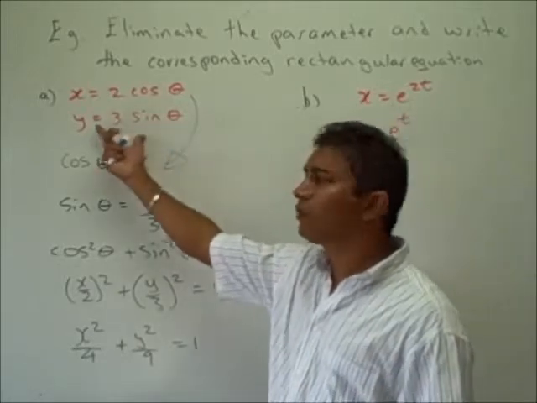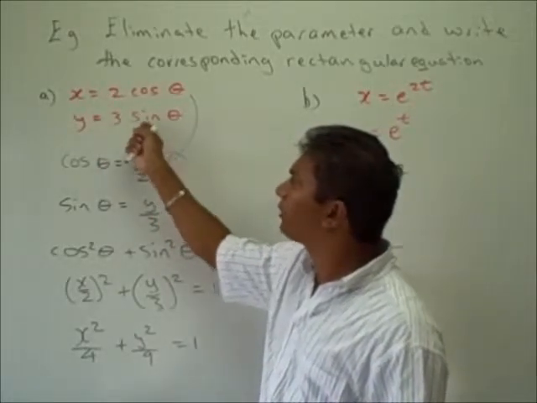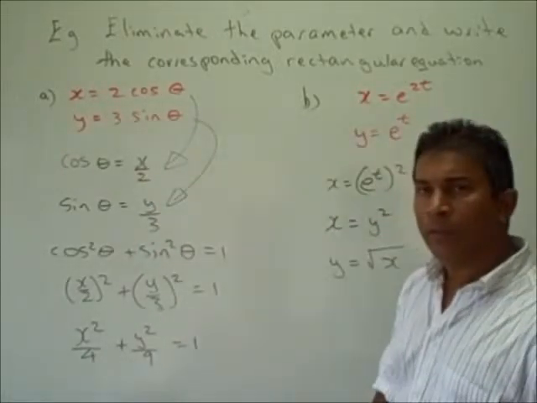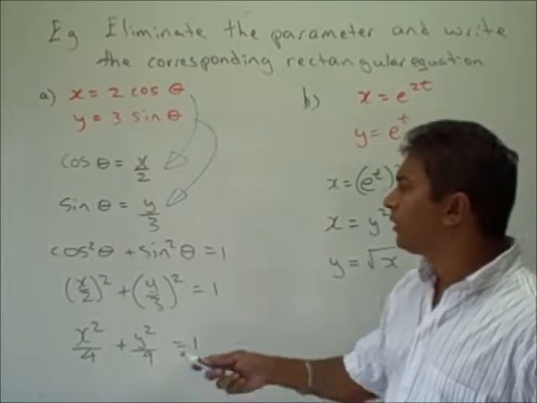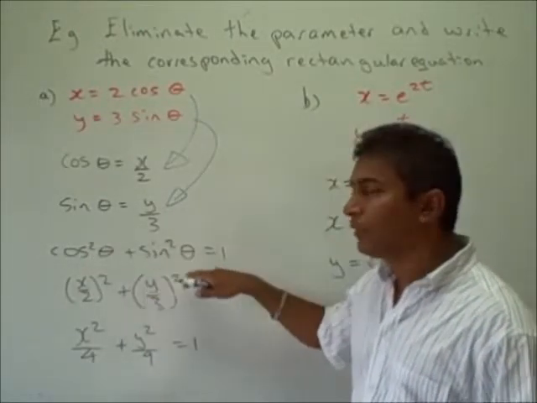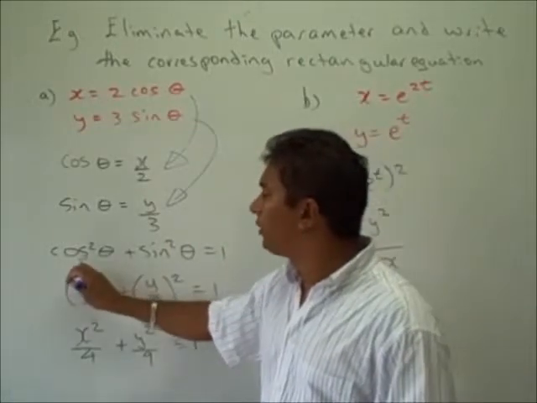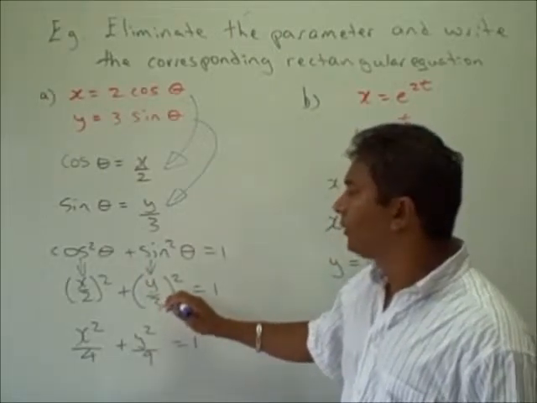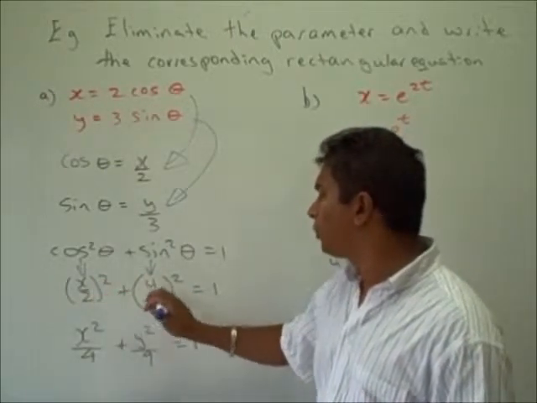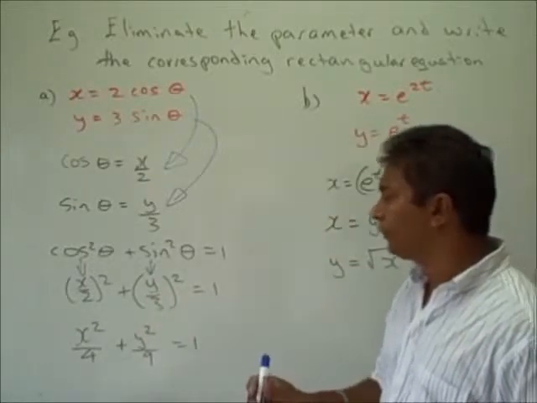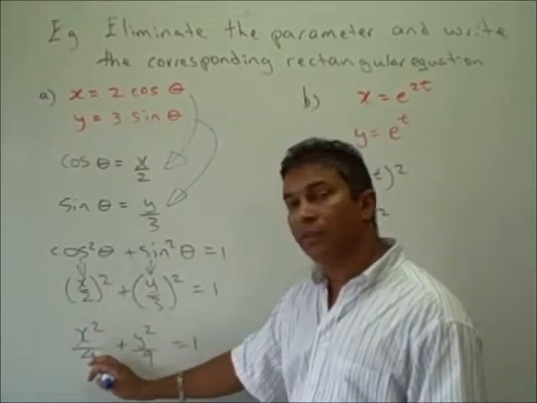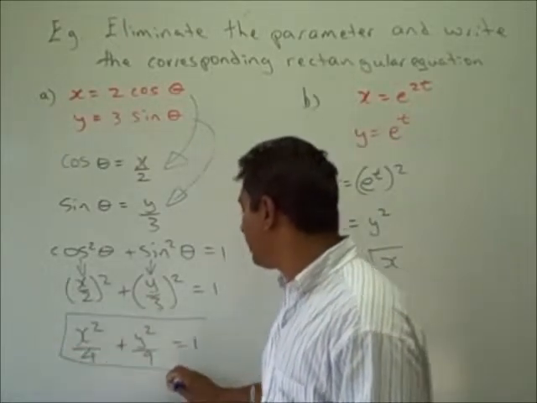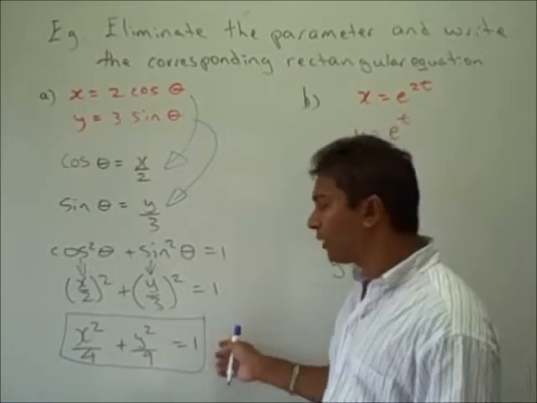Similarly here, in our second one, we're going to solve for sine theta. So if we divide both sides by 3, our sine theta is equal to y over 3. We know from our Pythagorean identity that cosine squared theta plus sine squared theta is equal to 1. So if we replace cosine of theta, which is x over 2, and sine of theta, which is y over 3, this becomes (x over 2) squared plus (y over 3) squared is equal to 1. And when we simplify this, this becomes x squared over 4 plus y squared over 9 is equal to 1. So here we have eliminated the parameter, and this is now in a rectangular form.